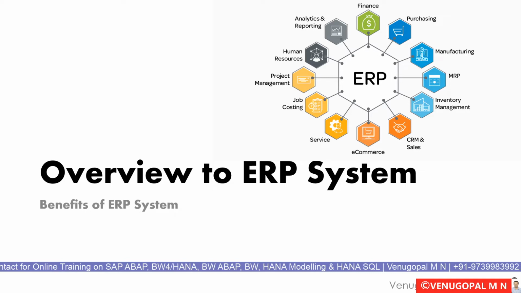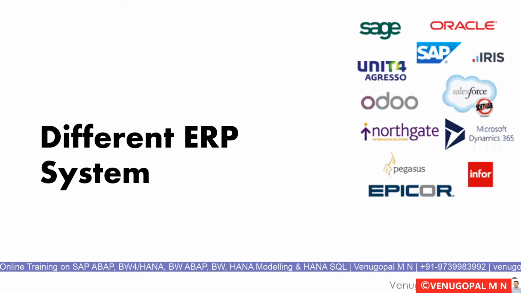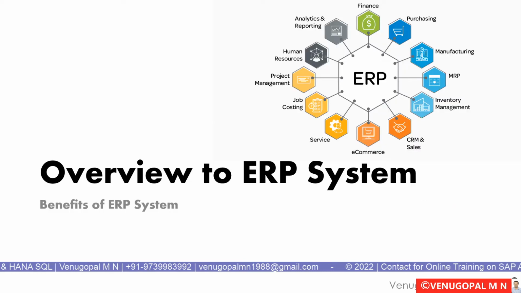SAP ERP. In case of SAP, we call it the SAP ECC system. SAP ECC system instead of this ERP system, you mean, sir? SAP ERP is an ECC system. SAP ECC is an ERP system only. ERP is enterprise resource planning. These are just different names. What is an ERP system? I told you.